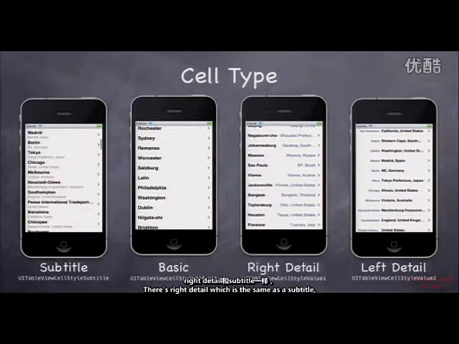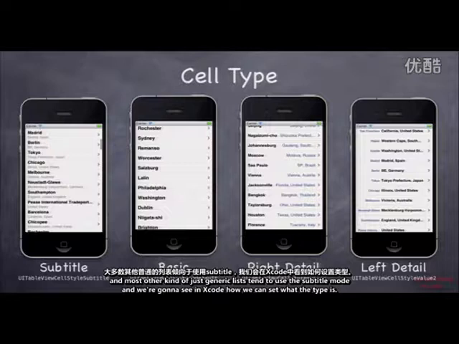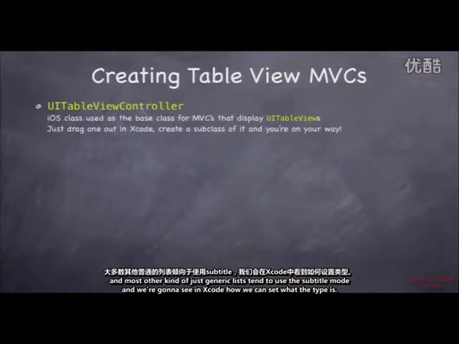There's right detail, which is the same as the subtitle. It's just the stuff is arranged differently. It's on the side and it's blue instead of being underneath. And then left detail, same thing, but they're swapped around. You've probably seen all these different kinds of cells in different apps, like settings tend to use the left detail, and most other generic lists tend to use the subtitle mode. And we're going to see in Xcode how we can set what the type is.